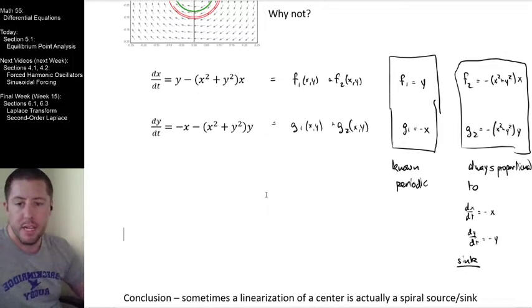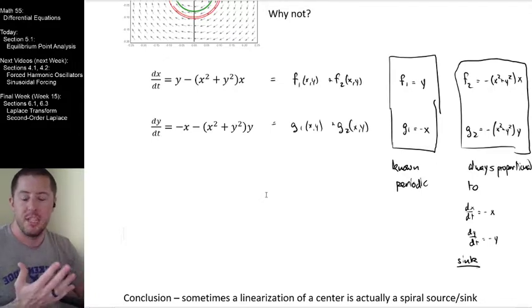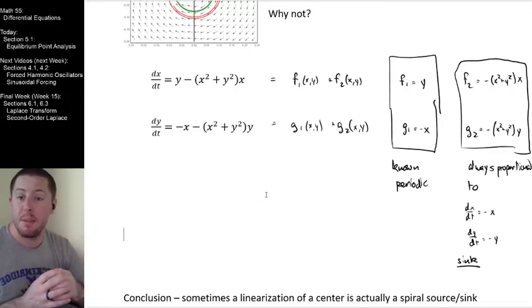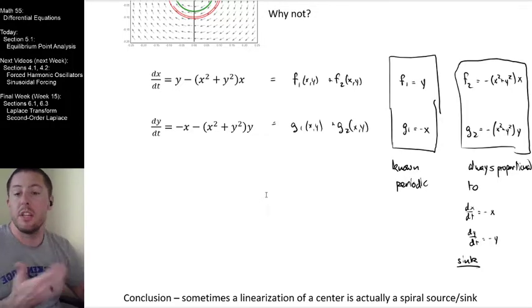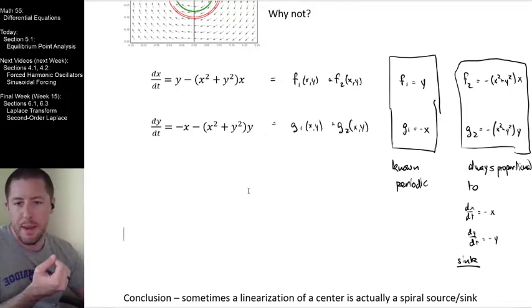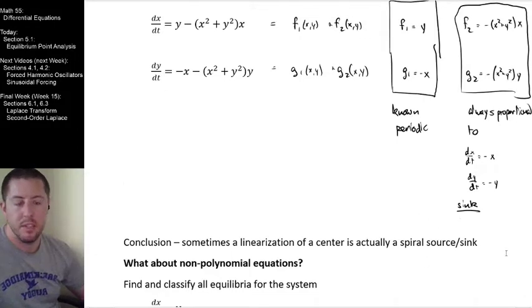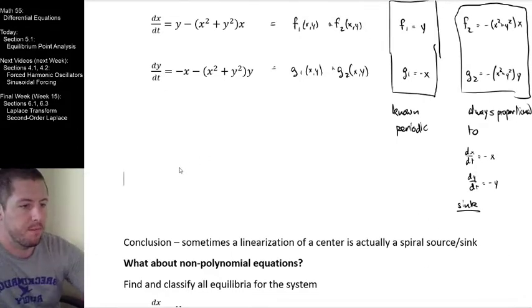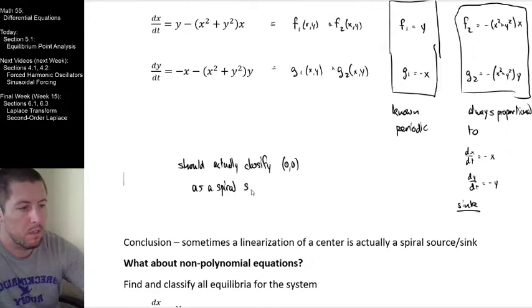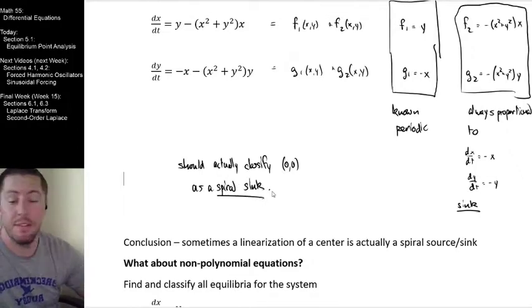But it seems like what happened when we did our linearization is we didn't just ditch some parts. We ditched the parts that said move in or move out, and we kept the parts that said just rotate. So in our linearization, we lost all of one type of information and kept only another type, and that caused a bit of a misclassification. So it looks like we should have been getting a spiral sink in this case. But again, the Jacobian misled us.